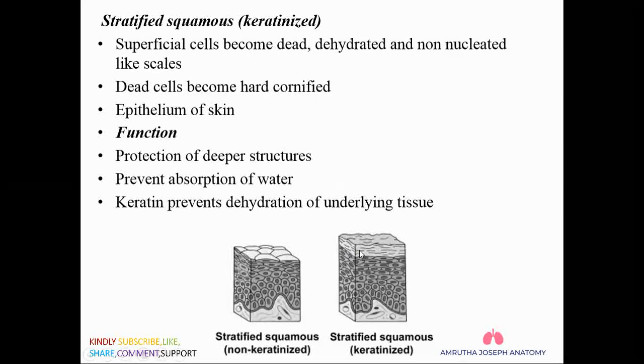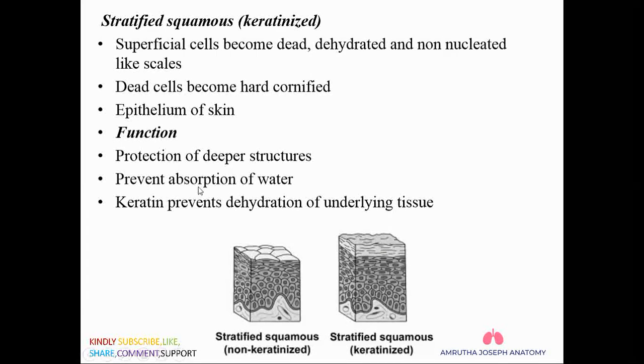The dead cells slowly become hard and cornified because, as I said, the cells move from the base to the top. As the cells move, you can see these layers. In the lower layers we have nuclei which are intact, but as the cell moves to this layer, the nucleus is lost and the cell is going to die. The epithelium of the skin is an example. Function: protection of deeper structures. So the function is similar to this one. Protection of deeper structures, and preventing absorption of water. This is the main function of keratinized stratified squamous epithelium.